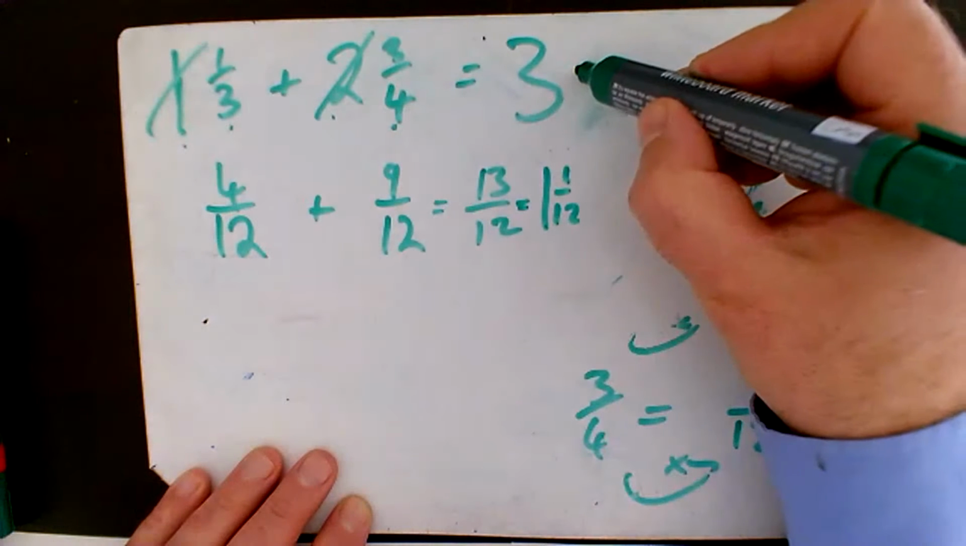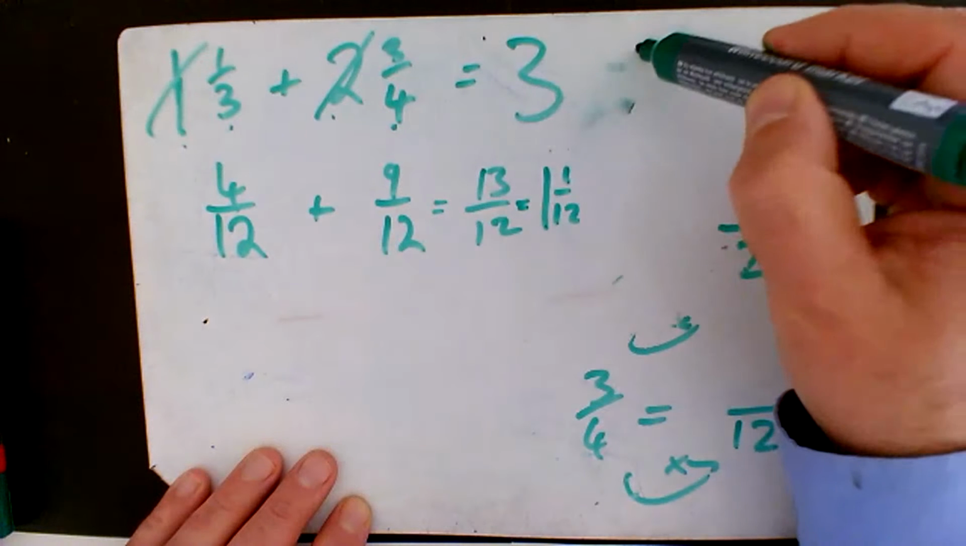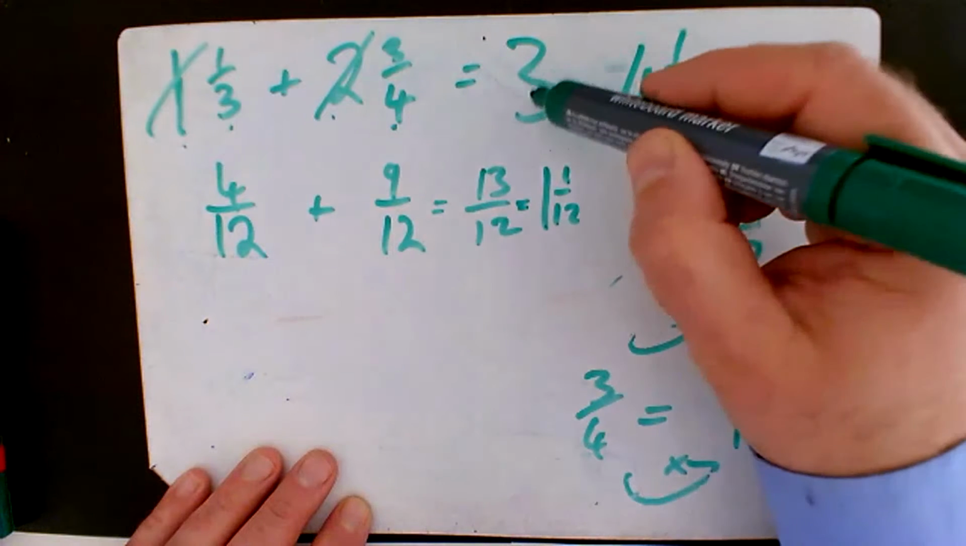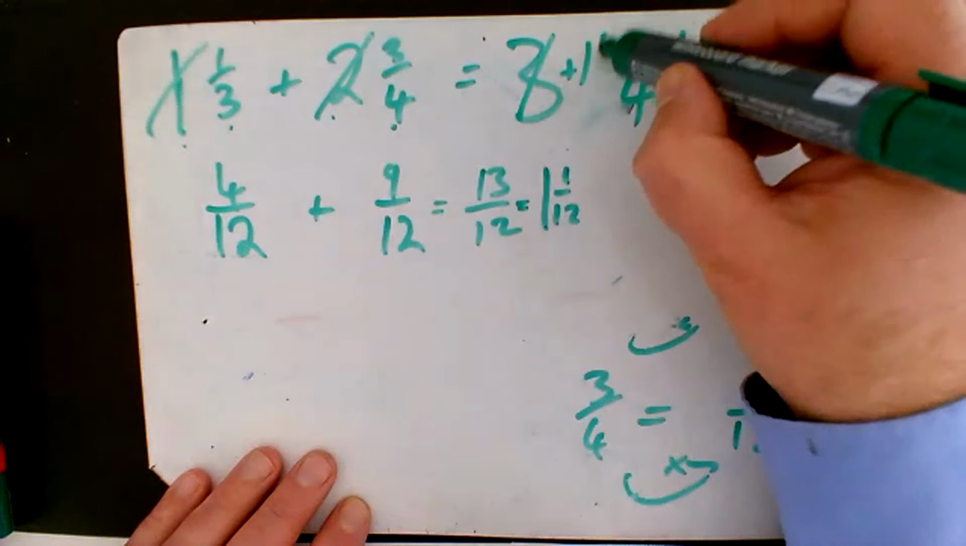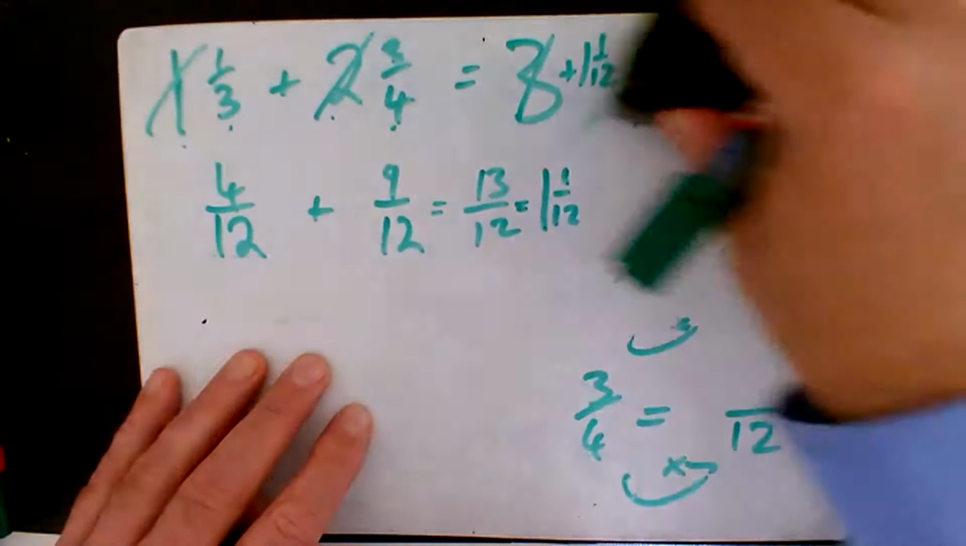So I'm going to add that on. So we've got 3 and 1 is 4 and a 12th. 4 and 1 12th is my answer. Okay, because I add the 3 plus the 1 and 1 12th. Okay. So we're just doing the whole numbers first.